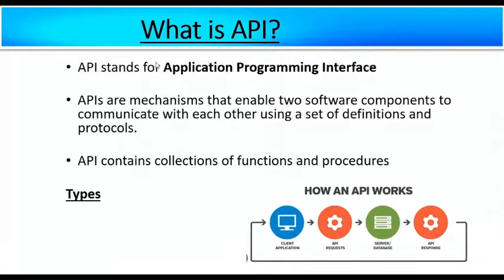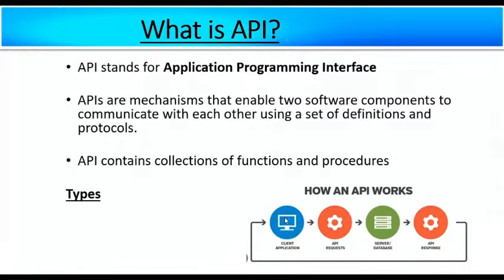API stands for Application Programming Interface, and these APIs are the mechanisms that enable any two software components to communicate with each other by using a set of protocols and a set of definitions. Any API contains a collection of functions and procedures. So that's all about the API, and let's discuss how exactly this API works.